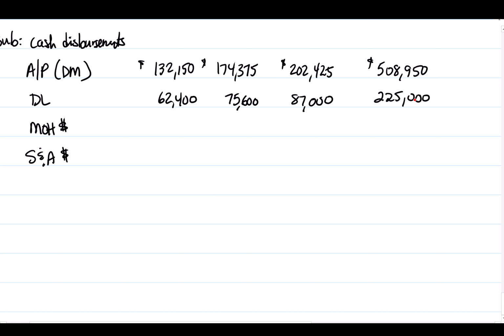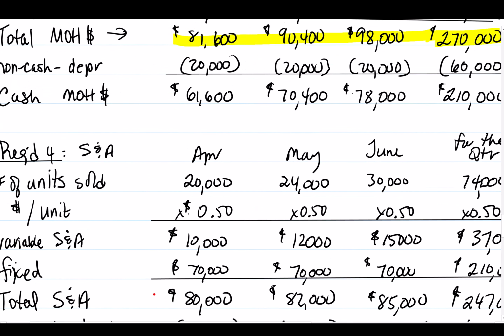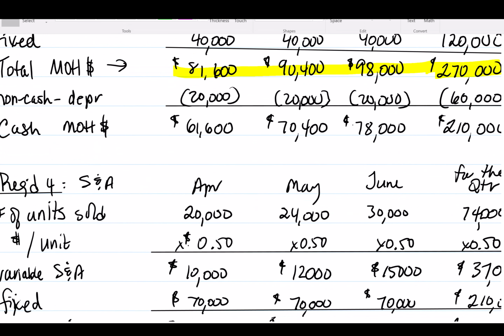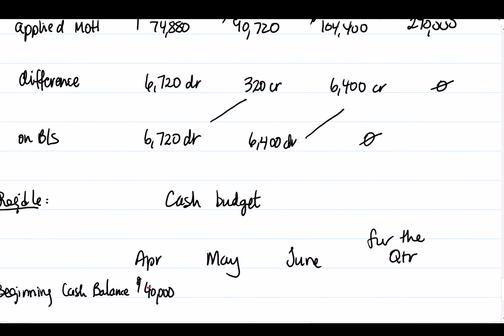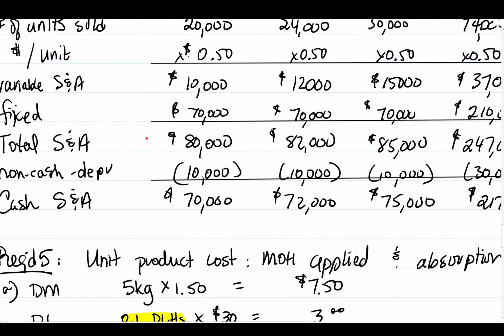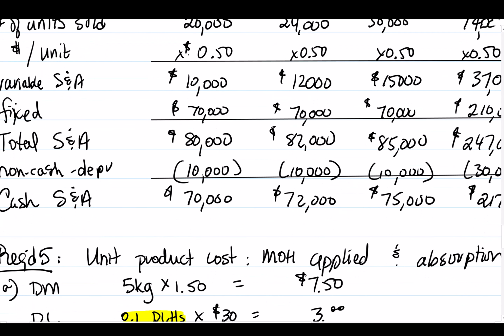Manufacturing overhead dollars, we scroll up to our manufacturing overhead dollars, but pull the cash line only. Don't pull the total line for this one. So manufacturing overhead dollars cash is this line here, the 61.6, 70,400, 78,000. Because they did say it was paid every month. Total of 210. And then we had selling and admin costs. Again, go up to the selling and admin, but again, pull the cash line.